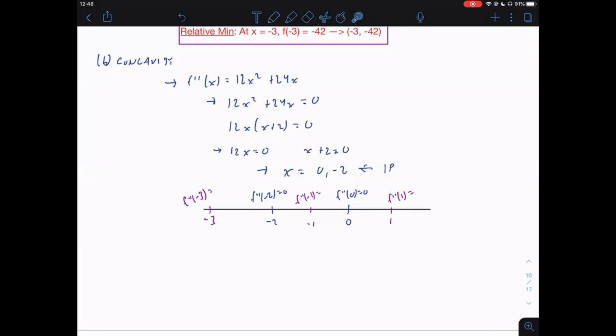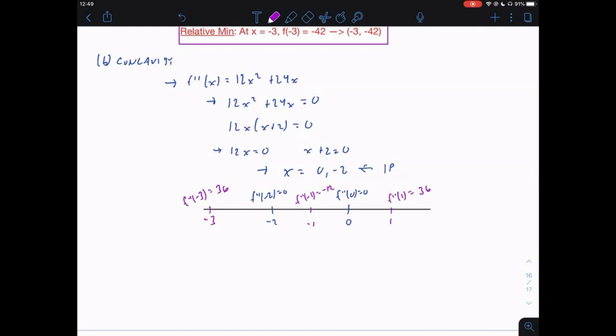Again, we're plugging these into the second derivative, where our second derivative was 12x squared plus 24x. So 12 times -3 squared plus 24 times -3 should give us 36. Then plugging -1 into the second derivative should give us -12. And then plugging in +1, 12 times 1 squared plus 24 times 1 should give us 12 plus 24, which is 36.